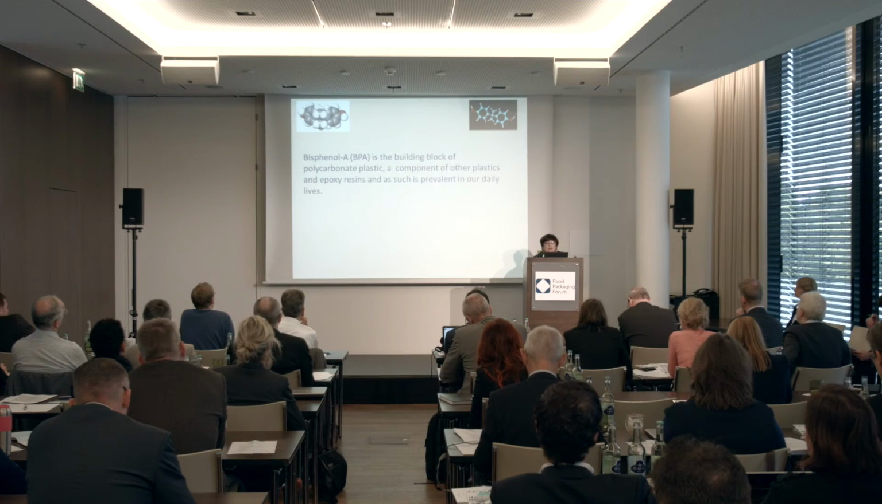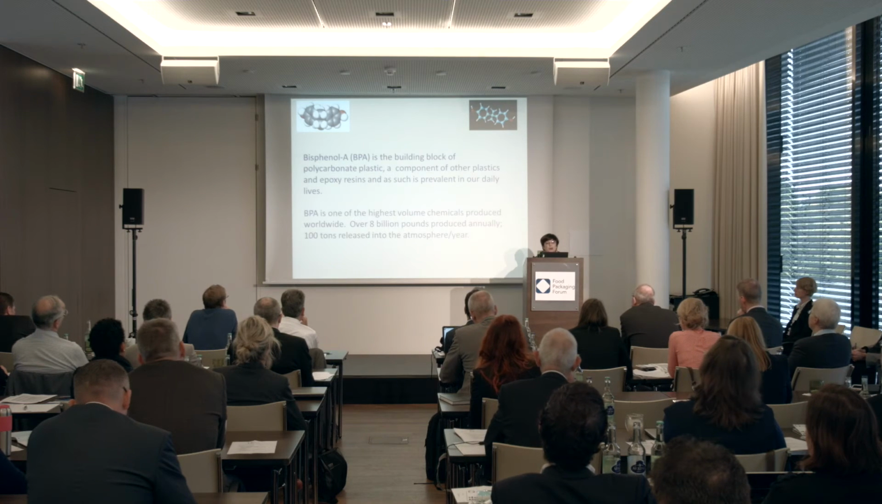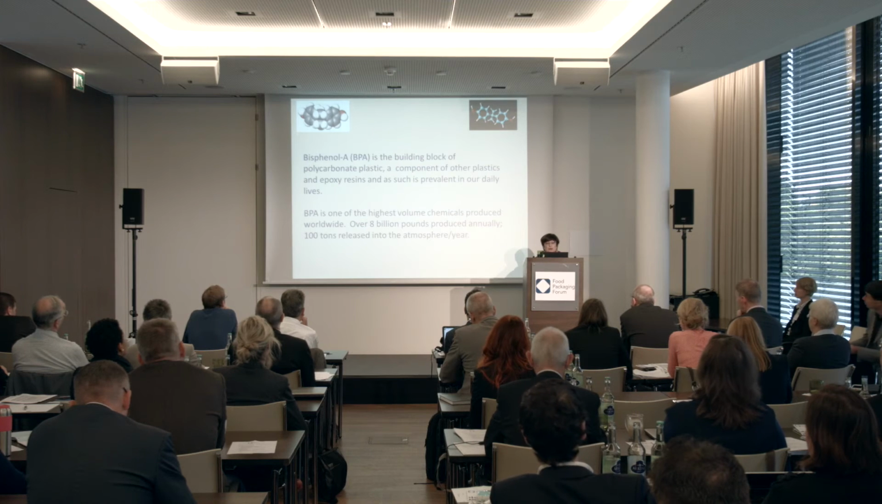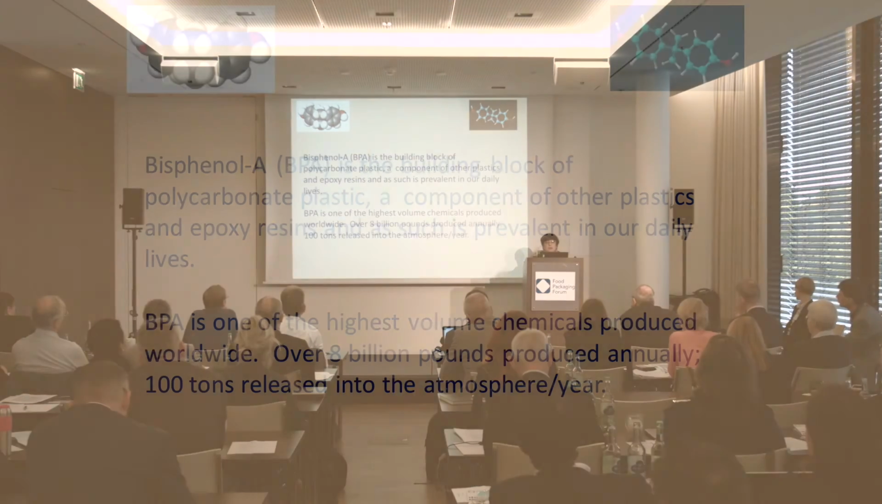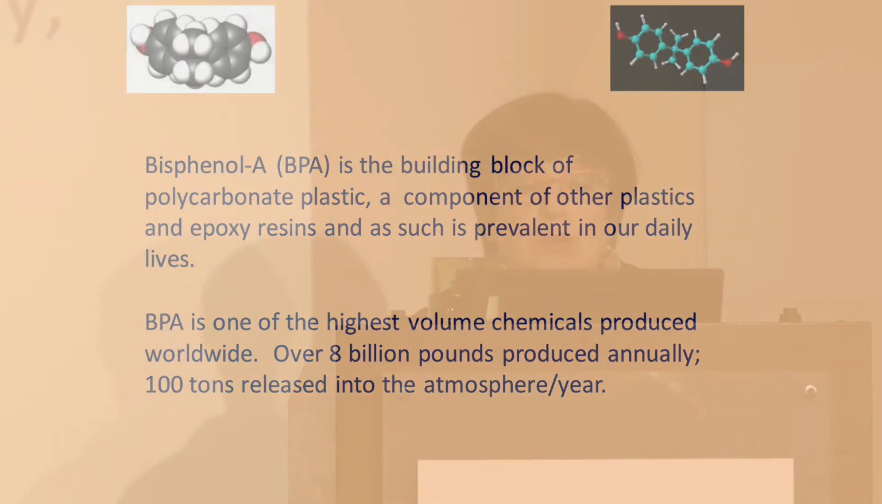Now we get to a cousin of DES, that is bisphenol A, that is the building block of polycarbonate plastic, and it appears in many other things like epoxy resins that line cans, for example. It is produced in very high volume, and you are exposed not only through food, but also transdermically, and also probably through the atmosphere in some cases, and dust, etc., since it's released in the atmosphere as well.